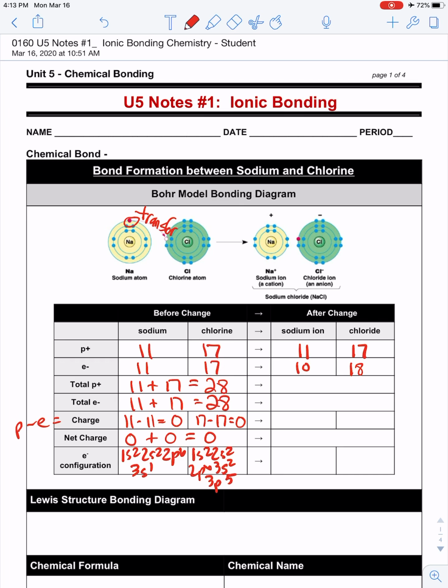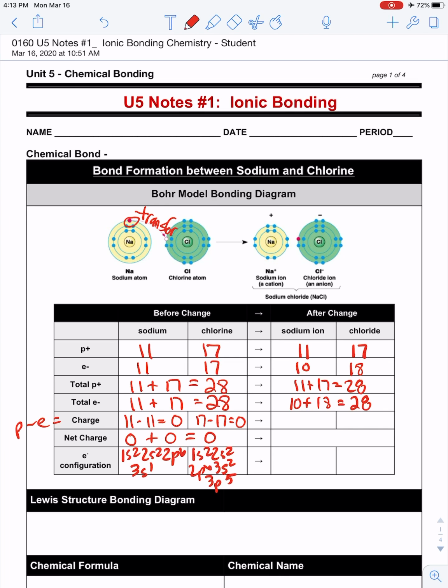Total protons are 11 plus 17, still 28. We did not change the nucleus of either atom. And even though one electron moved from sodium to chlorine, we did not change the total count. So it's now 10 plus 18, but still a total of 28. And that is 100% true of all transfers. The total electron and total proton count should never change.